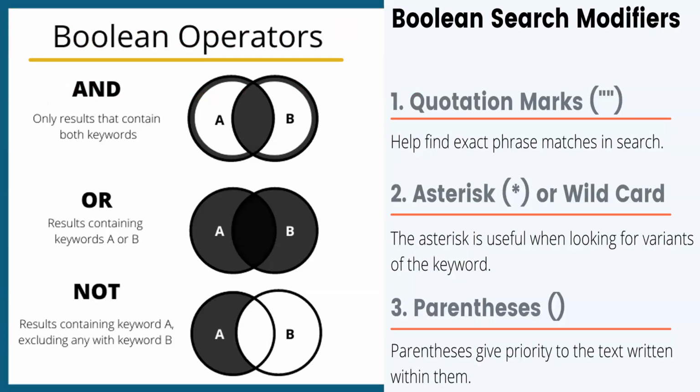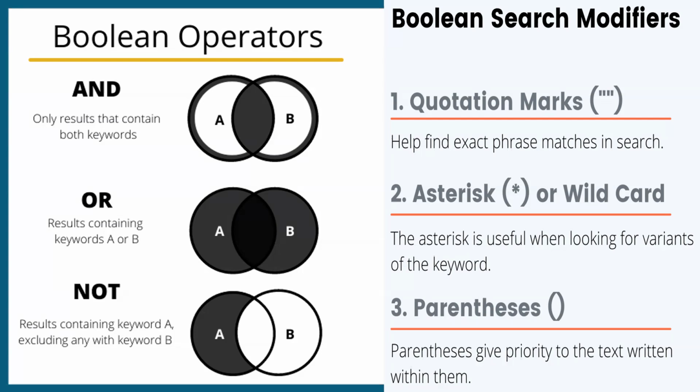Now, this is the important one. You have identified your keywords and synonyms. You have your database. Now you have to use Boolean operators and Boolean search modifiers efficiently. You use AND, OR, NOT. You use quotation marks. You use the asterisk or wildcard, or sometimes you use parentheses or brackets.